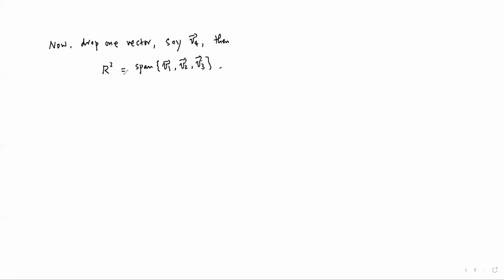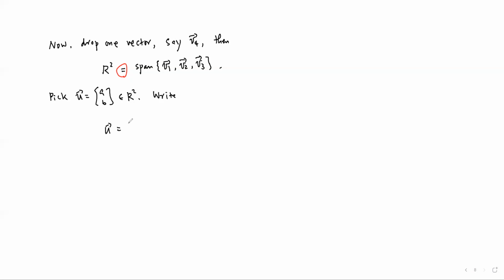How to see this equation? Arbitrarily pick a vector from R2. Let me see whether or not this vector can be written as a linear combination of V1, V2, and V3.